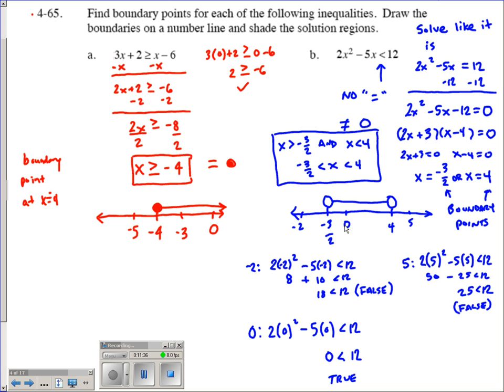This is the number line. This is problem 4-65. Hopefully that helps you. Remember, the boundary points are those values you get when you solve it for the variable there, so you know where to put them on your number line.